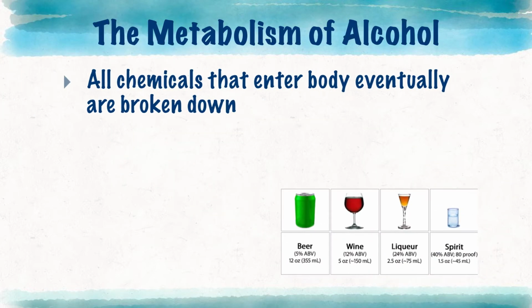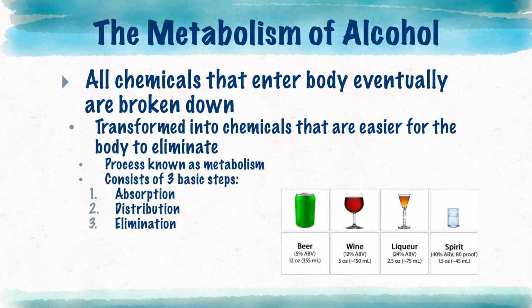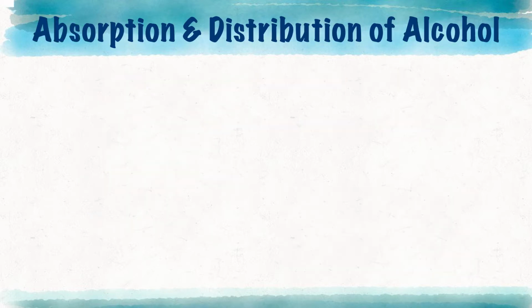To understand how that works, we need to understand the metabolism of alcohol. All chemicals that enter into the body eventually are broken down. They're transformed into chemicals that are easier for the body to eliminate. This process is what we call metabolism. And there are three basic processes to metabolism: absorption, distribution, and elimination.